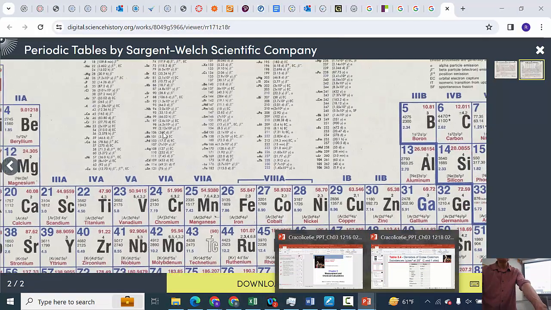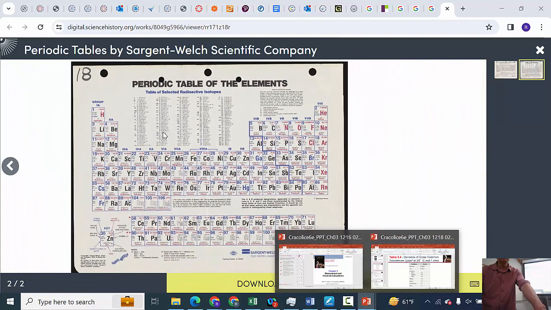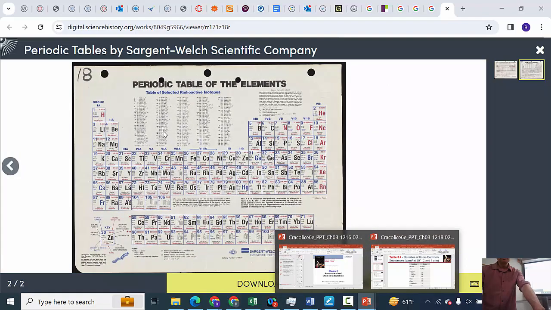But this is the Sargent-Welch periodic table of the elements. They sell these at the bookstore, like the UCLA bookstore or something like that. It's not that expensive. That's where I bought it when I was a student. I just bought it in the bookstore, and then just kept it in my binder.